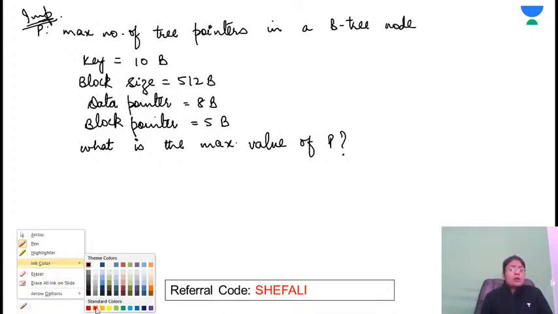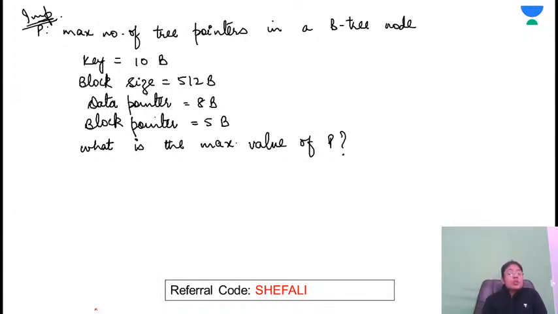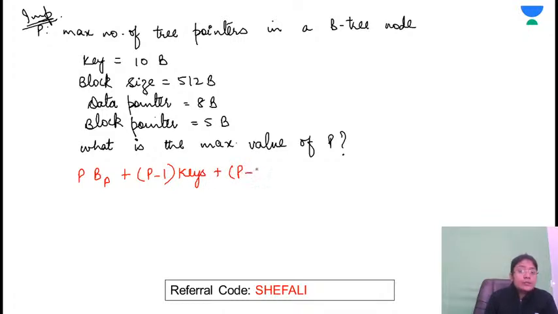So what is the formula? Ma'am, हमें formula ही नहीं याद. Do you know the structure of a B tree node? Internal node? If the order is P, then P block pointers are available. If P is the order, then the number of keys will be P minus 1. And with every key, there is a record pointer. And this should fit in the block. It should be less than or equal to block size. This is the formula.